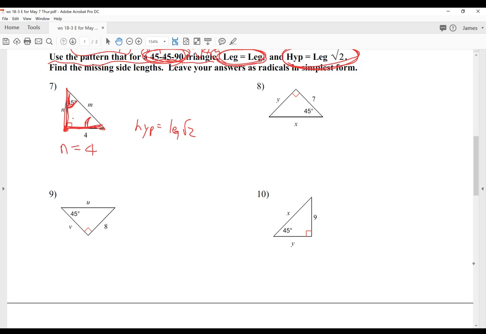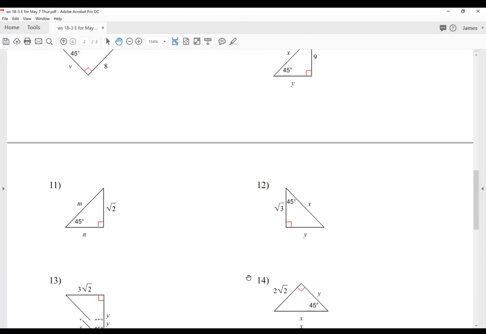So hypotenuse is m, the longest one. It looks long. And the leg is 4, so it's 4 square root of 2. We don't need to do 4 squared plus 4 squared equals m squared and then solve for it. We already know it's going to be same number 4, but times square root of 2. Okay, not times 2, not twice as long. It's about 1.4 times as long. Okay, so same thing on number 9 and 10.